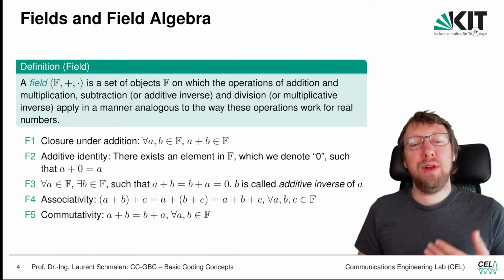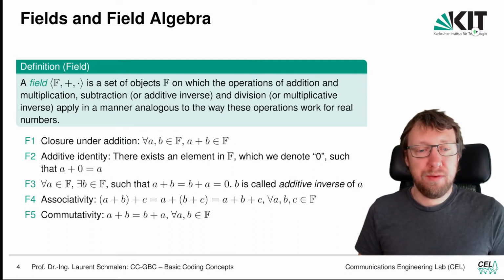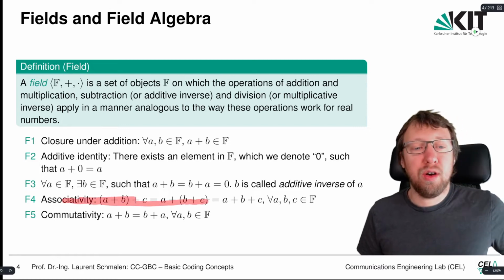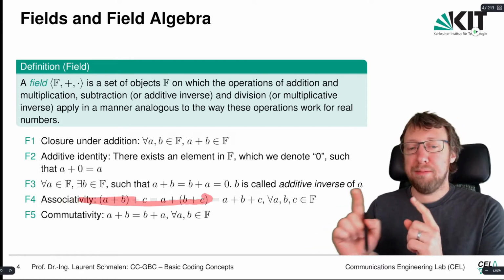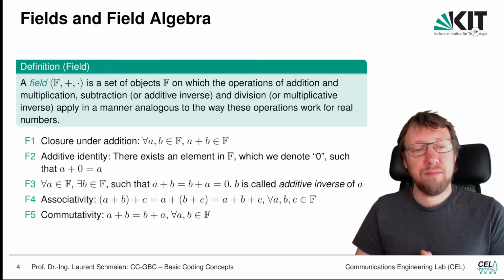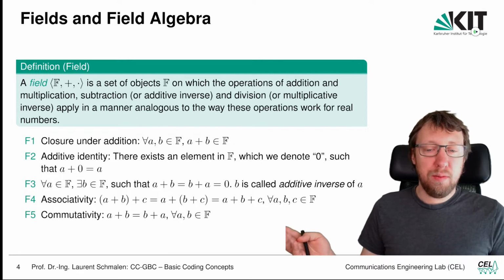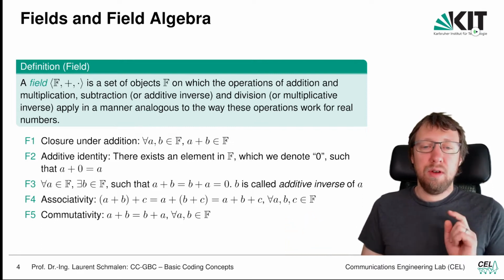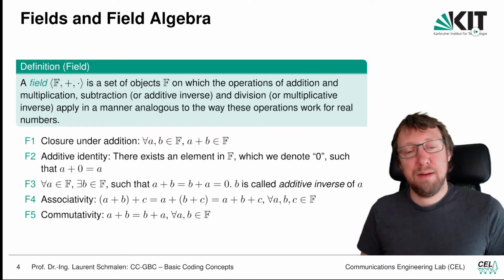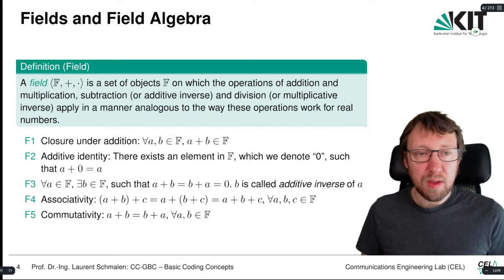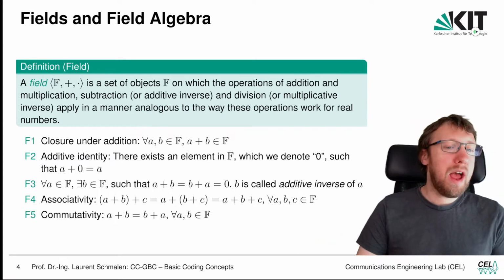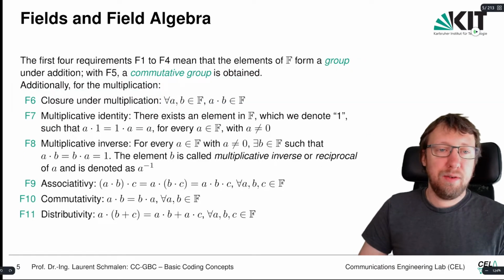And then we need to fulfill the usual properties of addition that we know, like associativity, which means the order of additions doesn't matter. So it doesn't matter where we put our parentheses in a set of 3 additions. And we need to have commutativity, so the order also doesn't matter. A plus B is the same as B plus A. So we have some properties for the addition, and we need to have some properties for the multiplication.